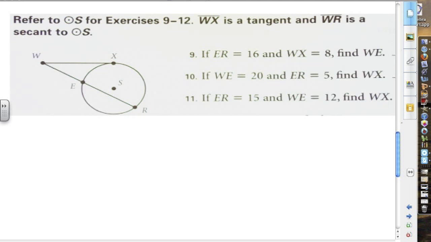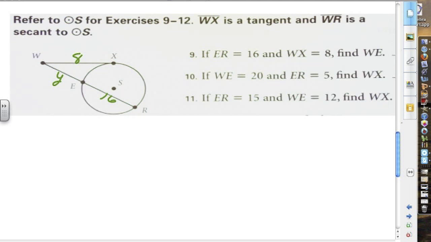Let's say WX is tangent and WR is a secant segment. So now we're told that ER is 16. So this right here is 16 and WX is 8. Oh, that's 8. All right. And we have to find WE. We're trying to find this WE. Let's call it Y so I don't get things mixed up.